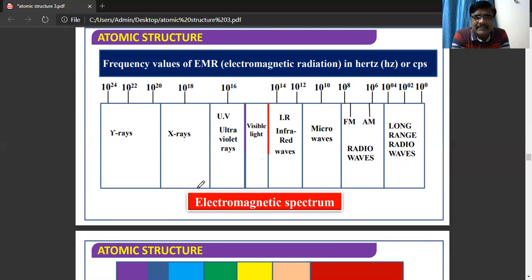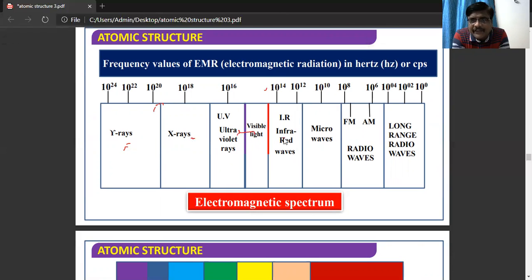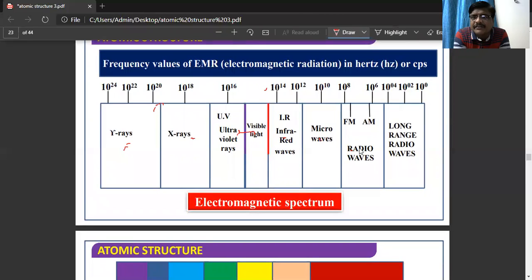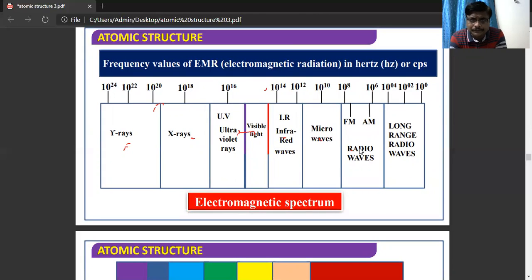So gamma rays, X rays, UV rays, visible, infrared, microwaves, radio waves, and long range radio waves. These are the frequency values of electromagnetic radiation, which are indicated in hertz or cycles per second. So we know that the frequency is expressed in hertz or cycles per second. These are the different frequency values of electromagnetic radiation.